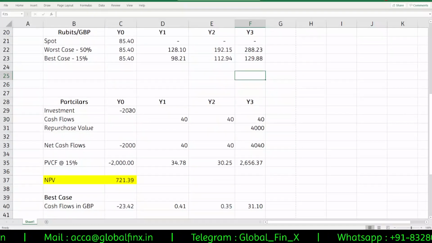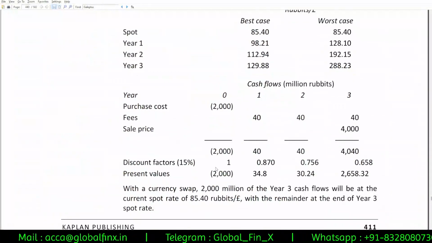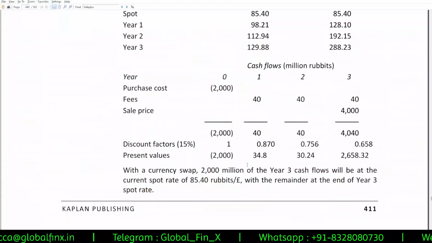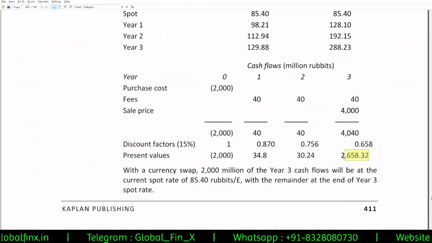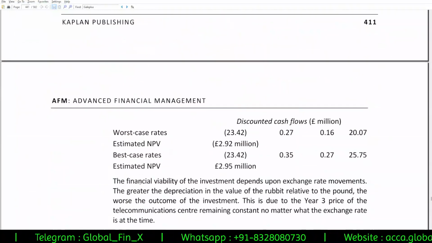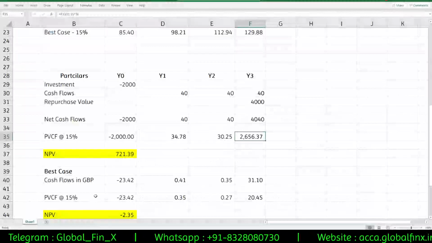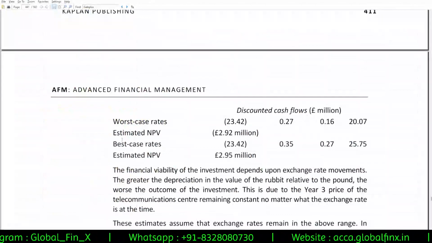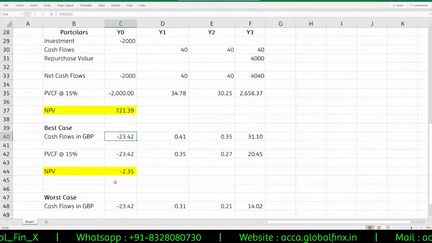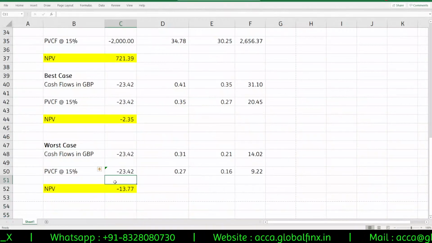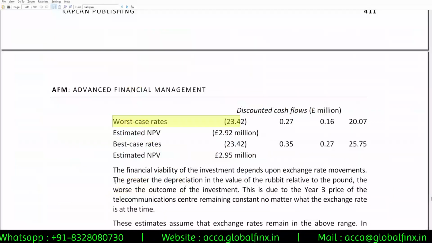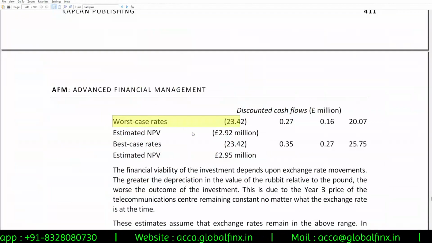So these are the cash flows 2000, 40, 40, 4040. These are all working out fine. Present values, these are also 2658, 2656. Okay, perfect, no problem. No rounding off versus we are rounding it off, that's all. And worst case rates 23.42, 23.42, 0.27, 0.16, 20.07.